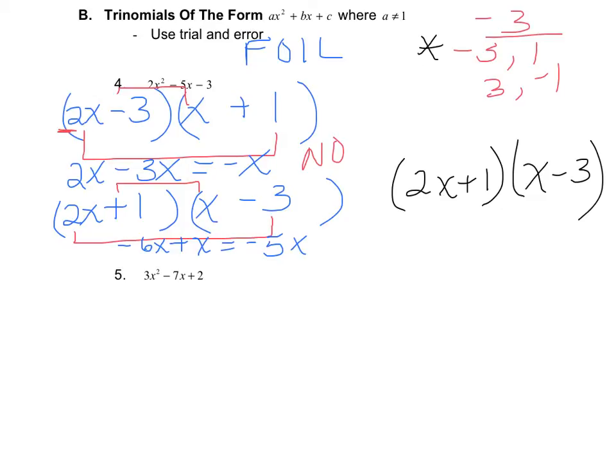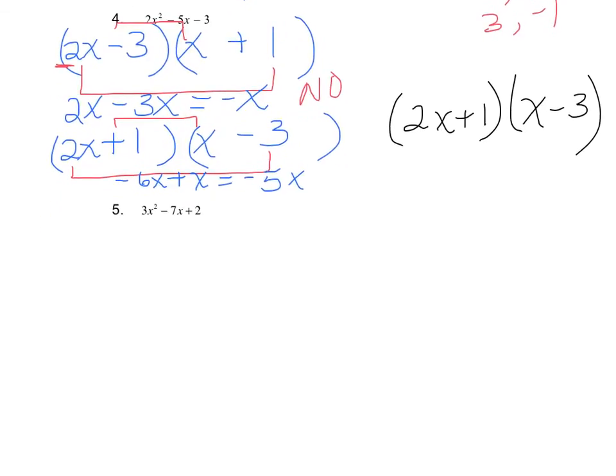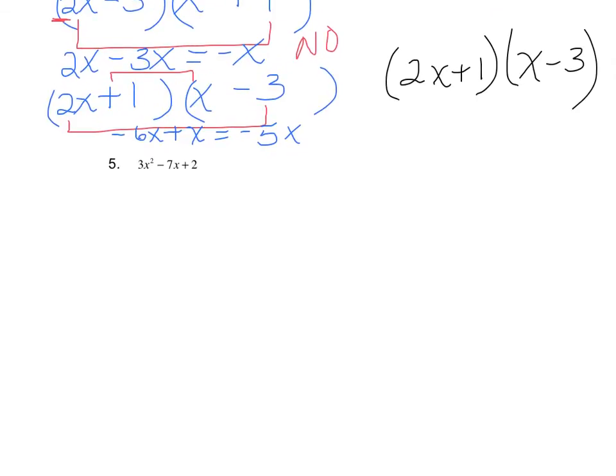All right, let's take a look at number 5. With number 5, I have 3x squared minus 7x plus 2. I can't GCF it, so I'm going to set up my two binomials.